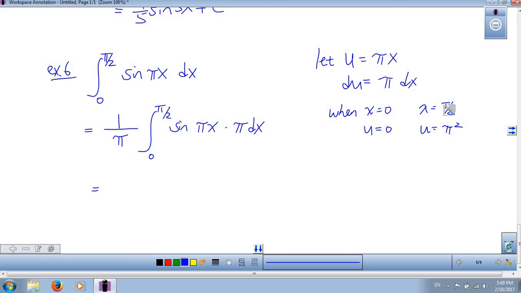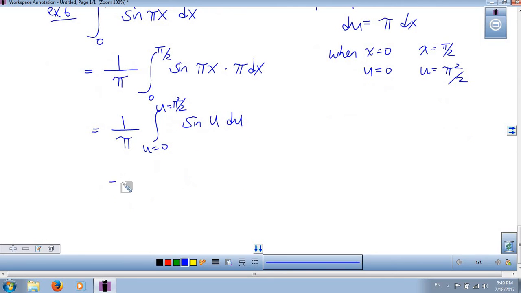Pi times pi over 2, which is pi squared over 2. Okay, this is pi squared over 2. Alright, and then we divide by 1 over pi on the outside. So now we're ready to change to u equal to 0 and u equal to pi squared over 2, sine u du. Now we can go ahead and integrate this.